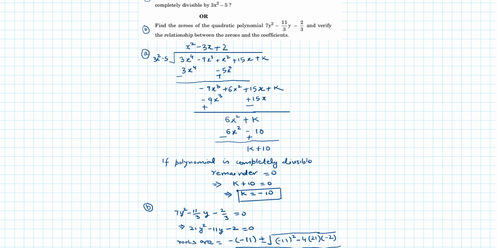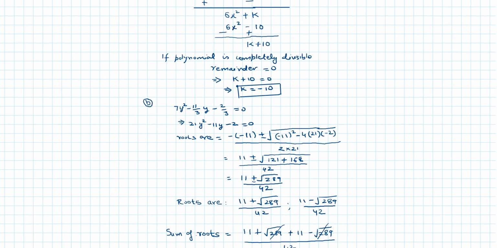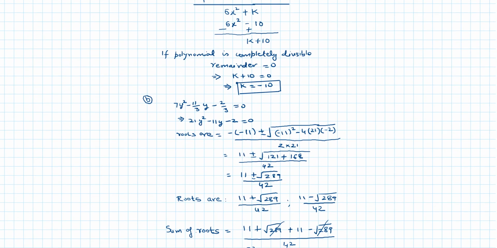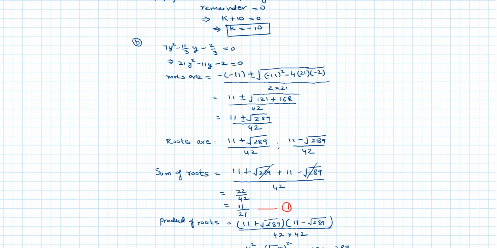Now the B part, find the zeros. What are the zeros? Basically the roots of the quadratic polynomial. So let us try to find the roots of the quadratic polynomial. It is pretty simple. यहाँ से हमने solve किया है. So we get this simplified to this and roots are minus b plus minus square root of b square minus 4ac upon 2a. So what we get is basically, these are the roots: 11 plus square root of 289 upon 42 and this is the second root.